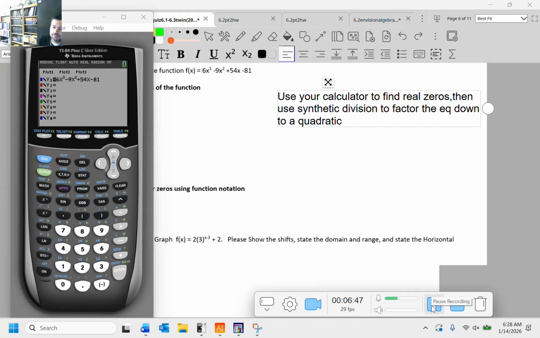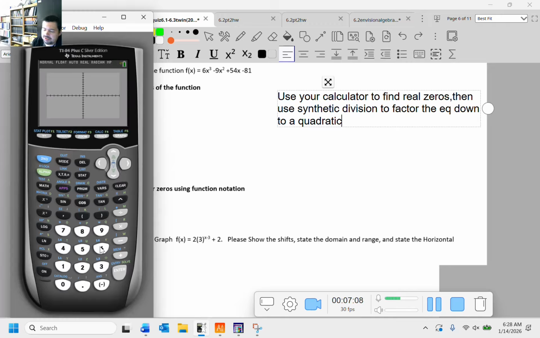All right, so moving on to 14. On 14, you're going to use your calculator to find the real zeros, and then you're going to use synthetic division to factor the equation down to a quadratic, which you can hit with the QF, quadratic formula, if you don't know what I'm talking about. So I've already gone to y equals, and I've already done a Zoom 6. I'll do it again anyways, just to prove to you that I did a Zoom 6.